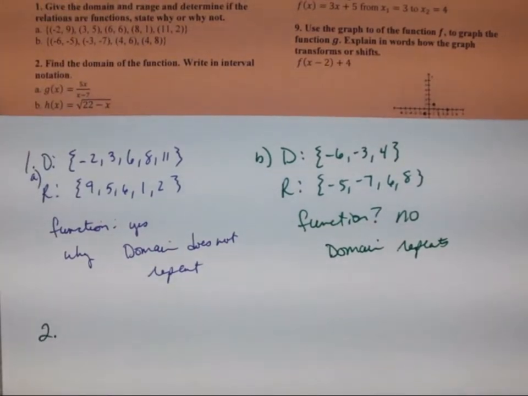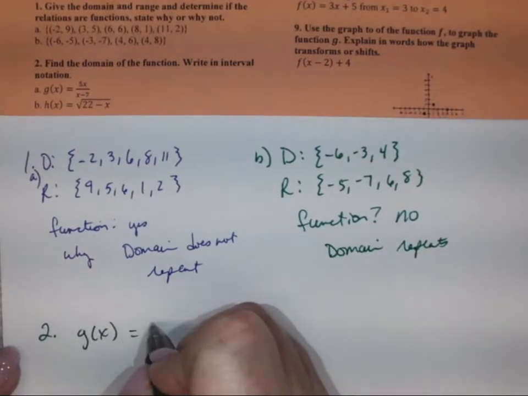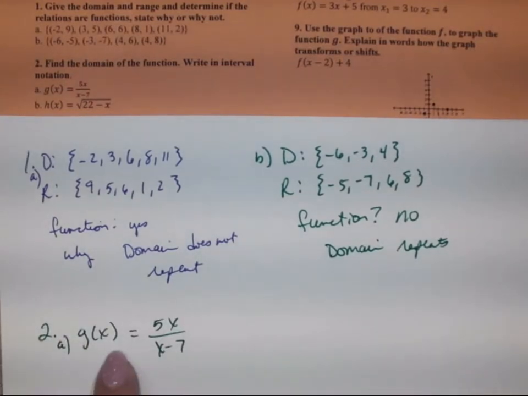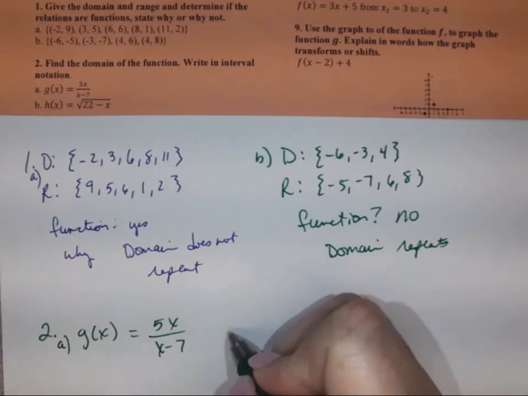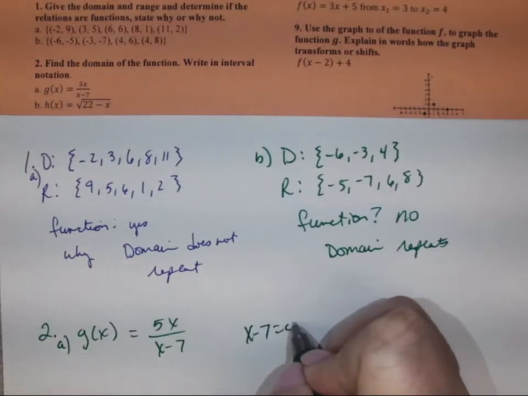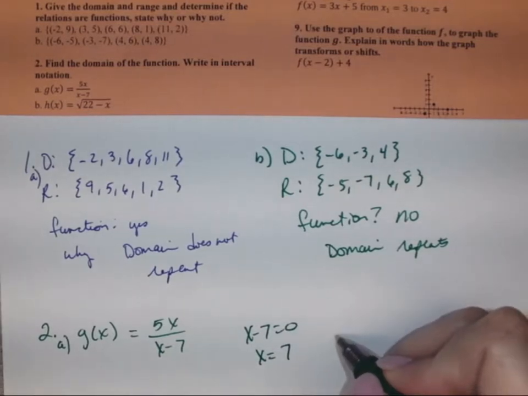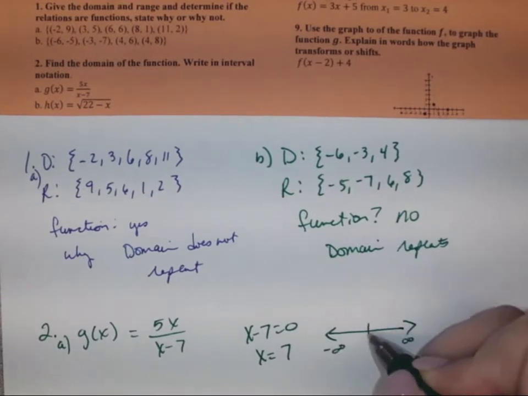We need to find the domain of the functions and write in interval notation. So the first one we have is g of x equals 5x over x minus 7. With that, we have to find the domain. Remember, when we're looking at domain, we're looking at dividing by 0 or taking the square root of a negative number. We can't divide by 0 here, so we take the denominator and set it equal to 0 and get x equal to 7 when we add the 7 to both sides. To find the interval notation, we'll put our infinities and we'll put our 7.